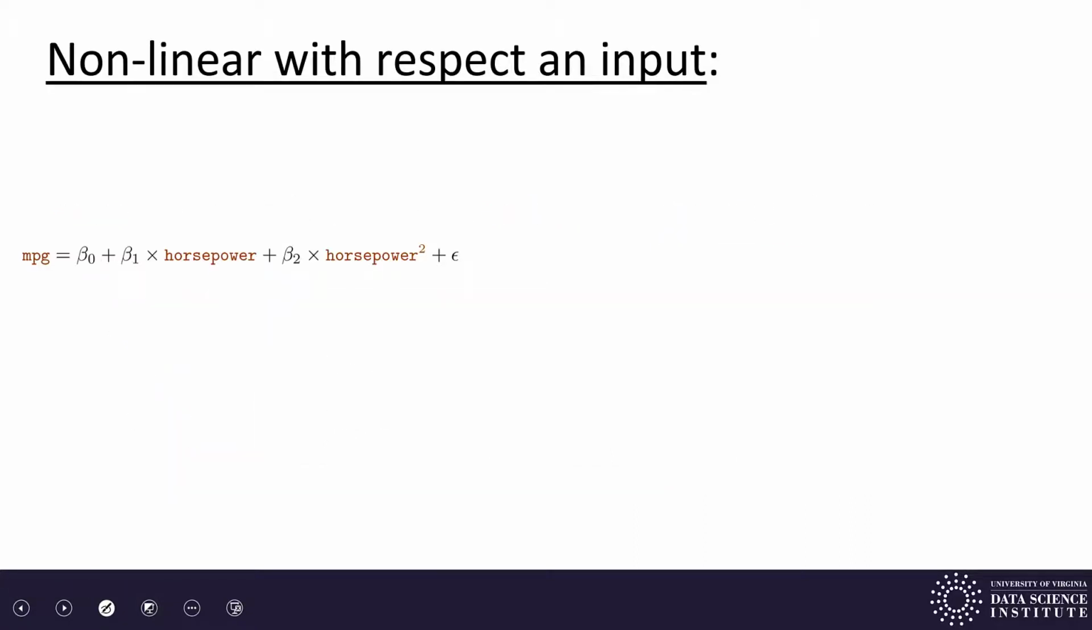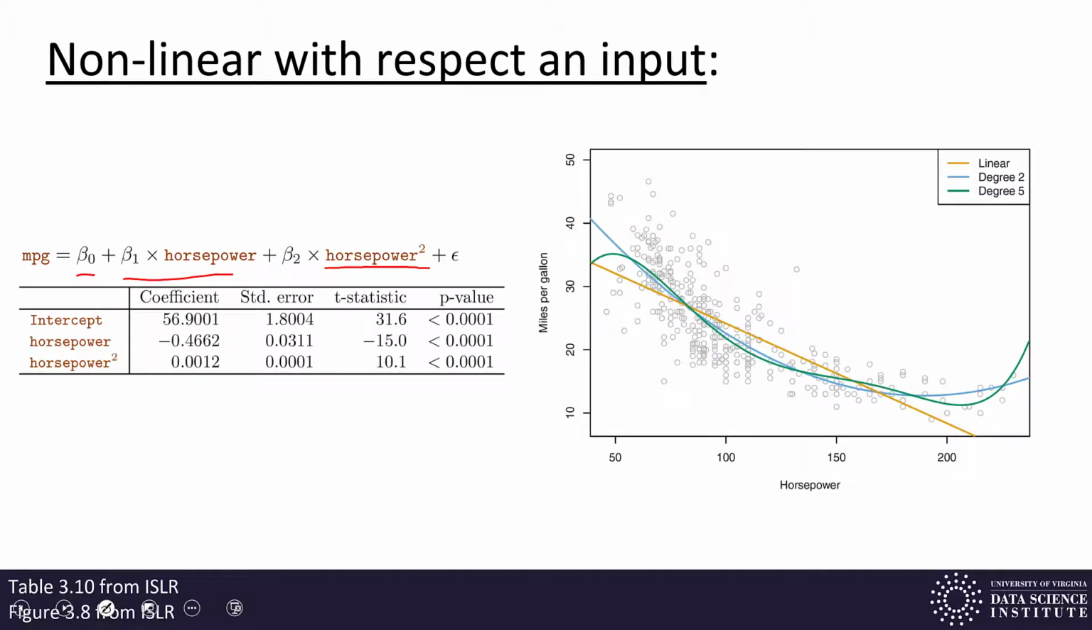The other method we talked about for creating a nonlinear regression is to take one of our variables and raise that variable to some exponent. In this example, we're going to estimate miles per gallon as a function of horsepower, and we're going to use this quadratic equation for horsepower. So it's the constant term plus a linear term, and then plus this quadratic term. When we do this regression, we get the table here, and you'll notice that the T statistic and the p-value for horsepower squared tell us that this horsepower squared term is significant.